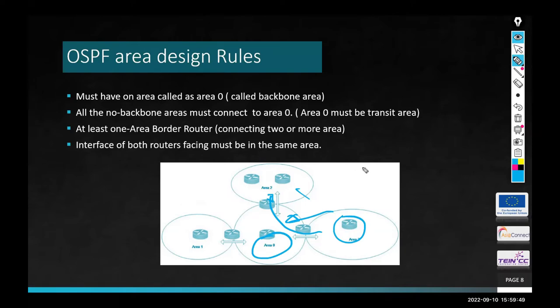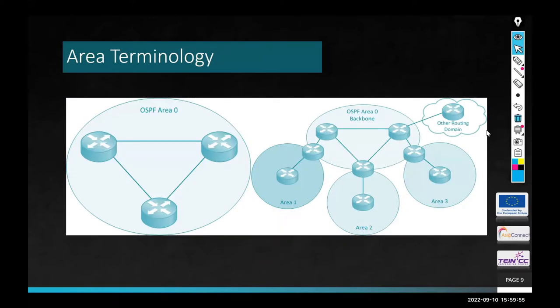Another thing, if you see on the left side we have one area, right? If we have one area, then that area will be area zero, the backbone area. If we divide it into different smaller areas, like area one, area two, and area three, what will happen? How will the other areas be connected? So these routers are actually the ones connected to the other areas.